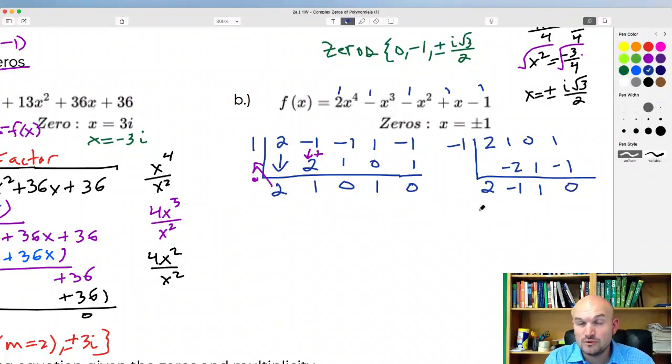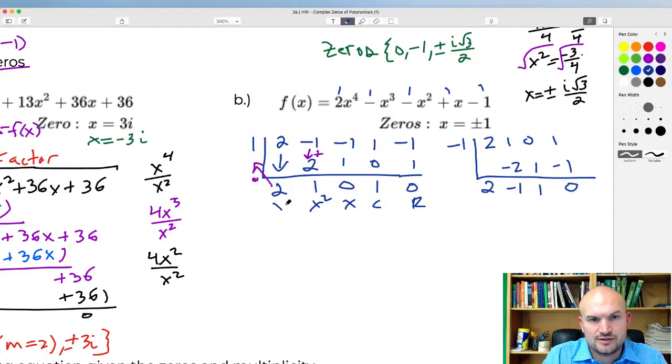Okay, so now let's go ahead and write this out. That's 0. That's the constant. Coefficient of linear, coefficient of quadratic, coefficient of cubic. So what that means is this answer is remainder, constant, linear, quadratic. So therefore, I have 2x² - x + 1.